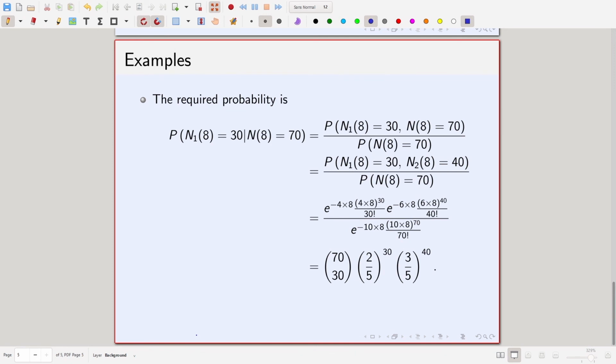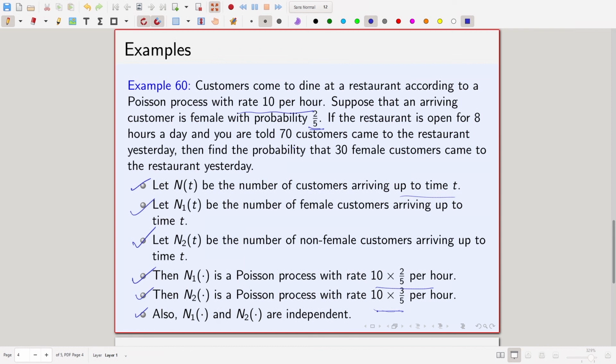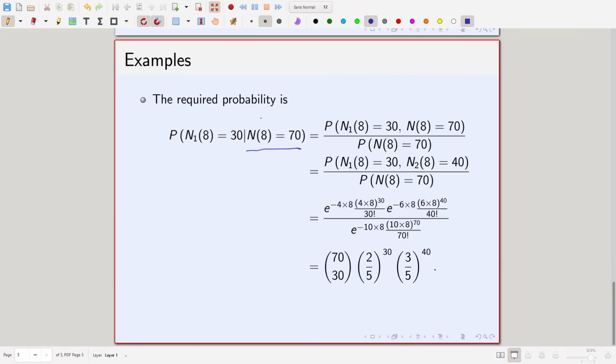Okay. So you are asked that given that N8 equal to 70. Why N8? Because you are told that the restaurant is open for 8 hours a day. So your time here is 8 hours and the rate is given per hour, so the time unit is 8. Given that N8 equal to 70, that is because you are told that 70 customers came to the restaurant yesterday. You are asked what is the probability that N18 equal to 30.